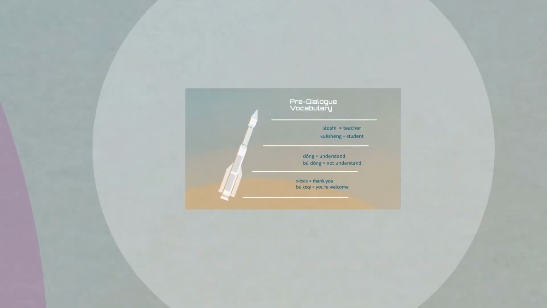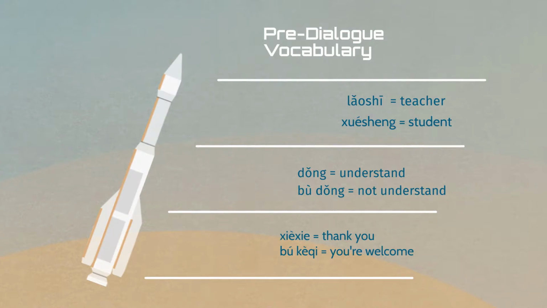All right, and before we do our first dialogue, let's get a few more vocabulary words under our belt. Repeat after me. 老师, 学生, 懂, 不懂, 谢谢, 不客气.